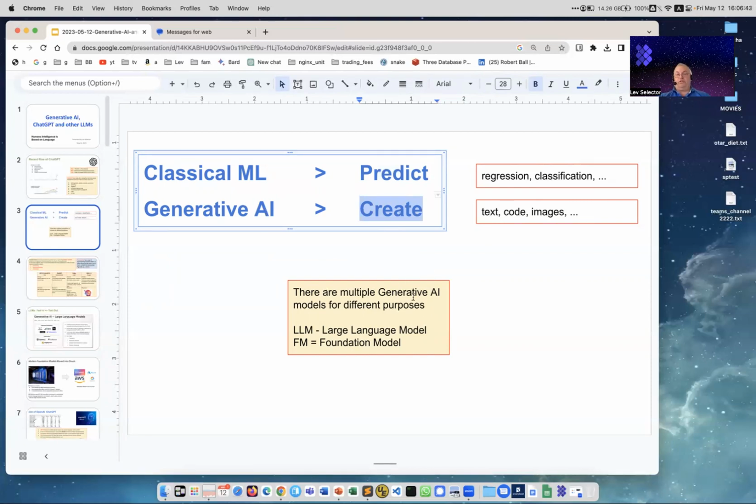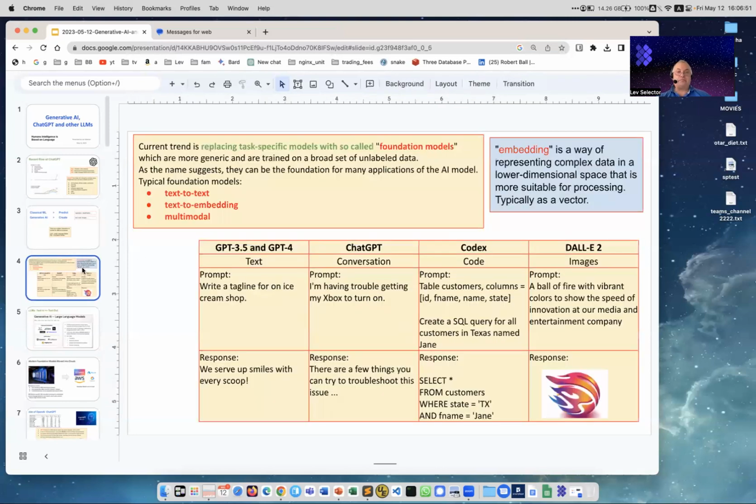So there are multiple generative AI models with different purposes. LLM, large language model again, and FM, foundation model. So about foundation models. Instead of simple task-specific models of regular classical machine learning, now we're talking about a model which includes language in the middle. And we're replacing task-specific models with so-called foundation models.